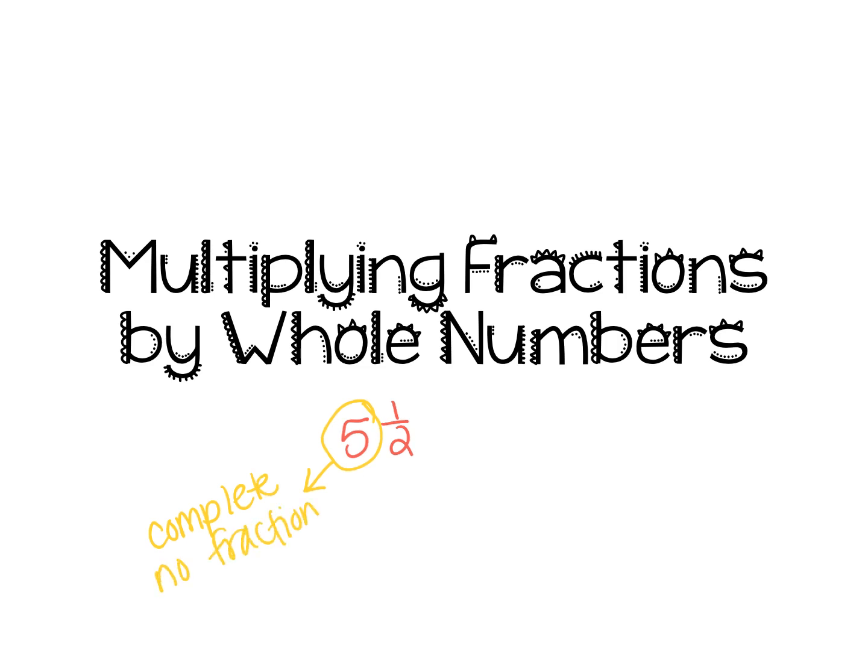So a whole number is just a number like 5 pies. It would be a whole pie, right? So a whole number is a number that has no fractional parts left over.